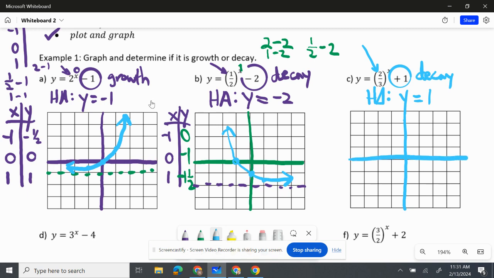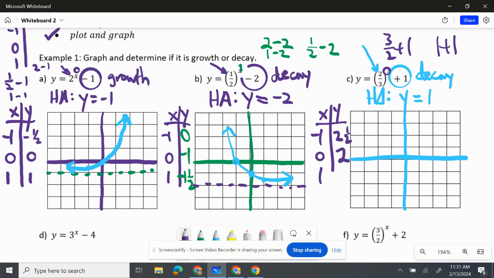Next thing that we're going to do is we're going to come up with our table of values. And when we come up with our table of values, we have the -1, 0, and 1. -1 means we flip it. So we have 3/2 plus 1, which is 2.5. Anything to the 0 power is 1. 1 plus 1 is 2. And when we plug in a 1, it stays the same. So that would be 2/3 plus 1, which is 1 and 2/3.